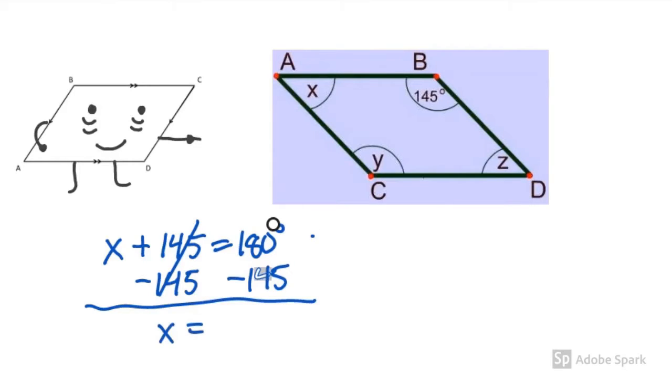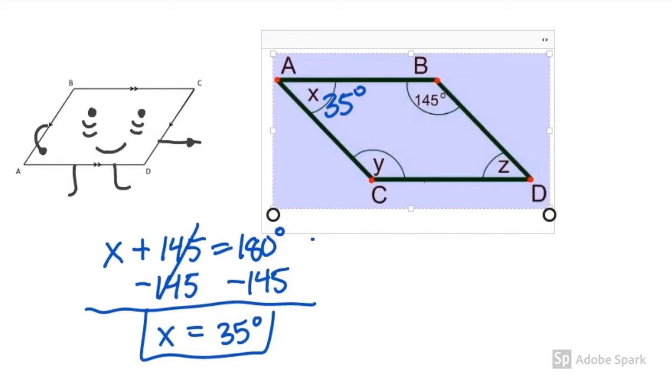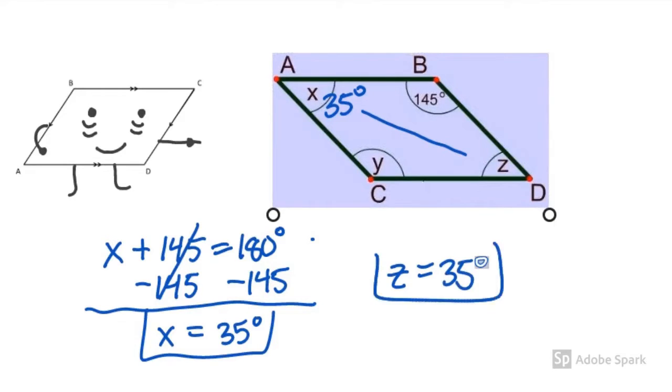Now, if x is 35 degrees, oh my goodness, we know that opposite angles are congruent. So that must mean that z is equal to 35 degrees. And wait a minute, with that logic of opposite angles are congruent, that means that y should be 145 degrees. Oh my goodness, would you look at that?